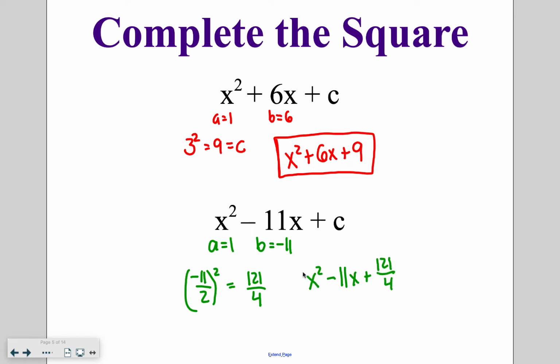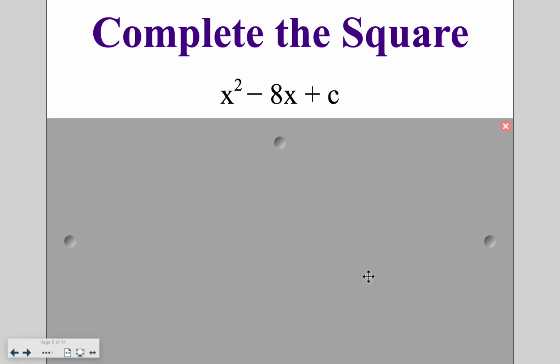So if it is not going to divide out to a whole number, like 6 divided by 2 gave us 3, if it does not divide out to a whole number, you are going to end up with a fraction as part of your answer. Go ahead and try this one on your own, writing the perfect square trinomial as your final answer.